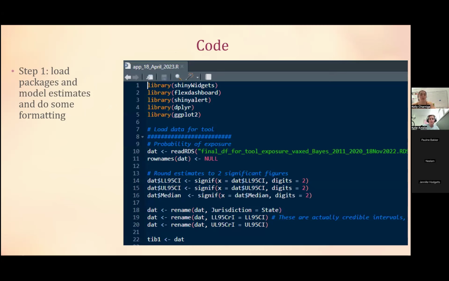So I wanted to step through the code just for the Shiny app. Again, I'm skipping the math and how I got to the estimates, but this is how you build a Shiny app. The first step is you have to load in your packages, and in my case, the data are the model estimates, and then I did some formatting. So this is just this first top bit.